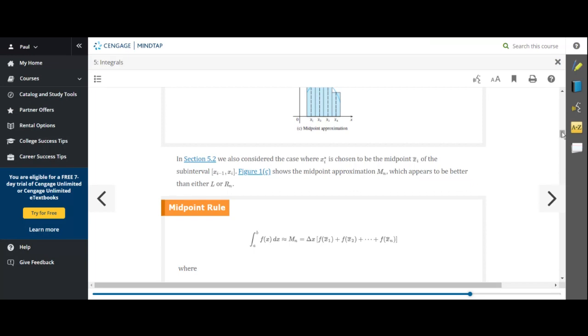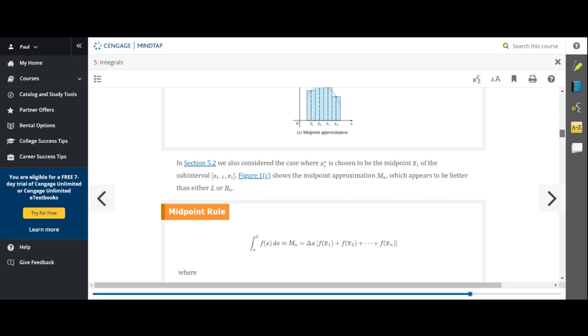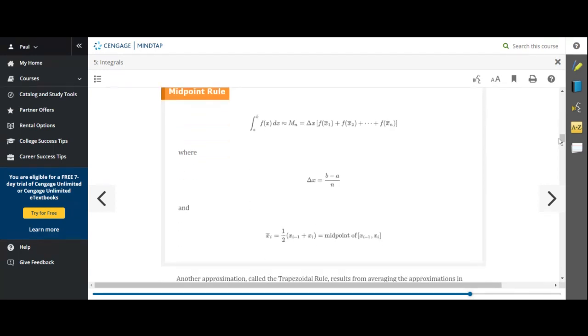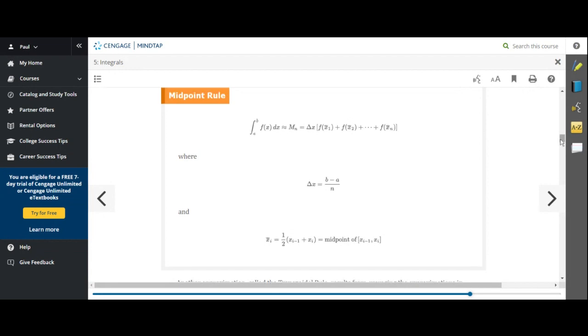Okay, so you're just basically adding up. It's an abbreviated way of adding up the sum of the areas of the rectangles. The delta x would be, of course, the subinterval length. You take the difference between b and a and divide by the number of subintervals. And then the midpoint, I think you know how to find the midpoint between two values. So this is nice.